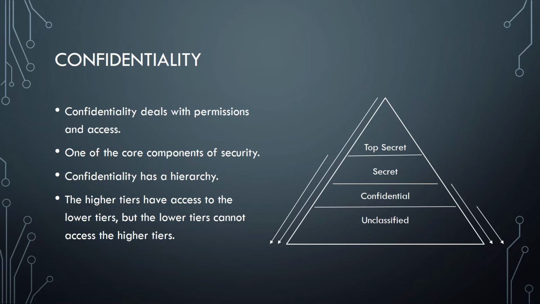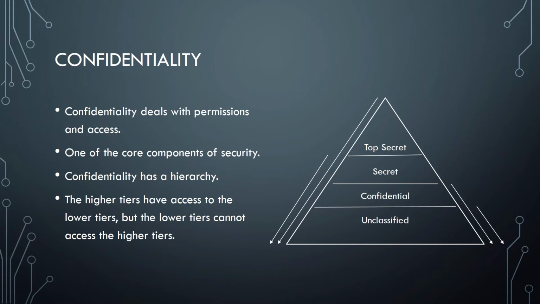Confidentiality has a hierarchy, and the higher tiers have access to the lower tiers, but the lower tiers cannot access the higher tiers. I read these two statements together because I think they will be easier to explain together. For the explanation, I want to draw your attention to the pyramid on the right. I created this pyramid as an explanation of the hierarchy. The hierarchy consists of 4 different tiers. The tiers are unclassified, confidential, secret, and top secret.